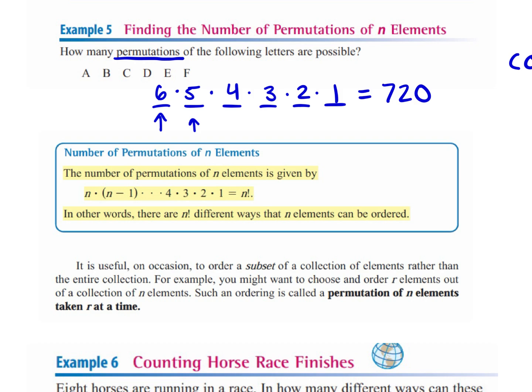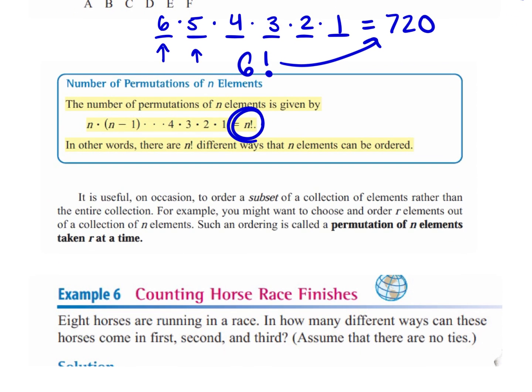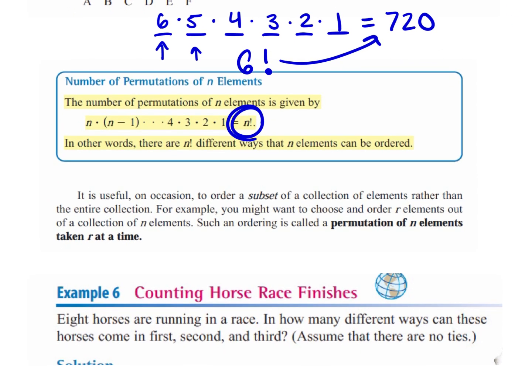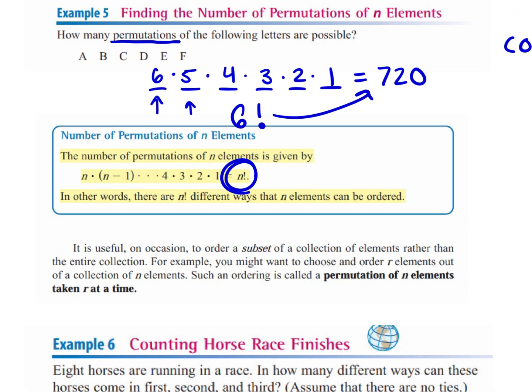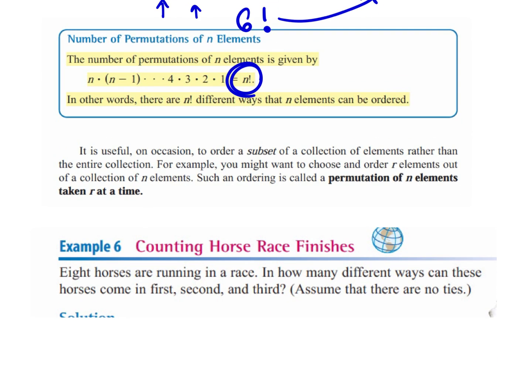So the number of permutations of n elements is given by n factorial. We could have said that this was just 6 factorial, which would have given us the same thing. So in other words, there are n factorial different ways that n elements can be ordered. So this is if we have 6 elements, so we had 6 letters here, but we had 6 positions for them. Now it's a little bit different when we have n elements, but we're only taking r at a time. So if I said how many different pairs of these 6 letters that I had, it would be different. So permutations of n elements taken r at a time, we're going to see in example 6.